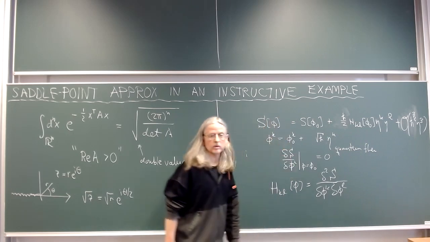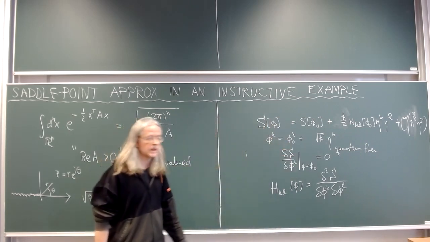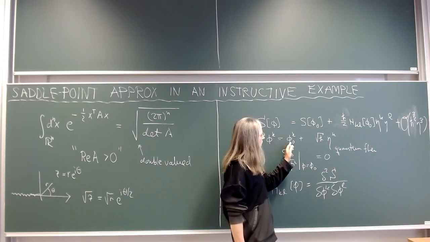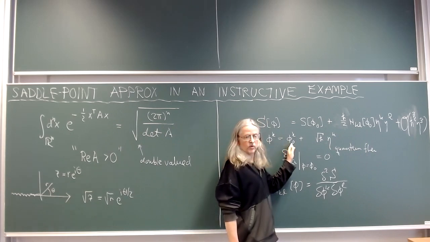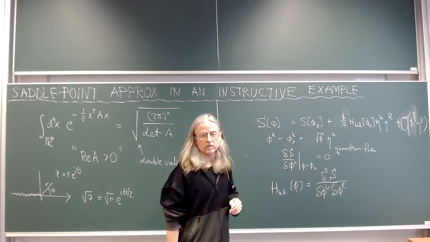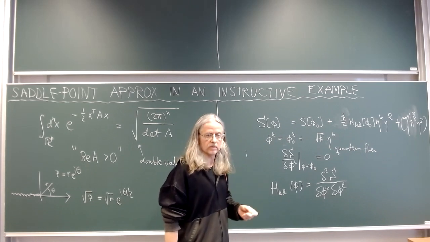It's just a deviation of phi from the stationary configuration, and then for some strange reason I have scaled it with square root of h bar.